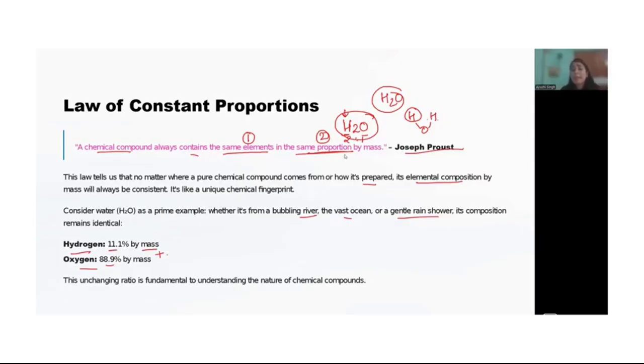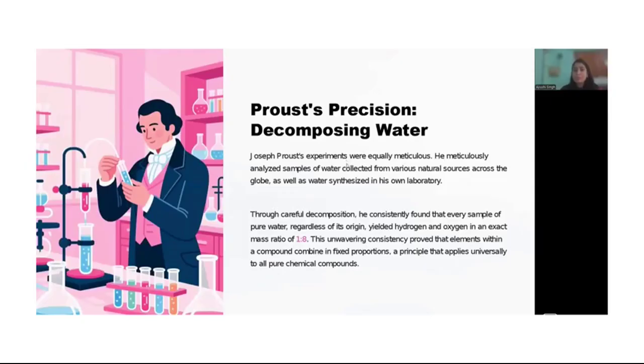So how did Proust actually manage to reach such a conclusion? Basically, he took pure samples of water from almost all origins and different places, and he got to know that the mass of hydrogen everywhere was around 1, right? And what is the atomic mass of oxygen? That is 8, right? So from wherever he took water, the ratio of the mass of hydrogen and oxygen would stay the same, and that is 1:8.